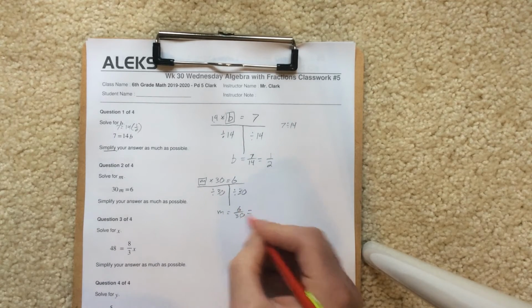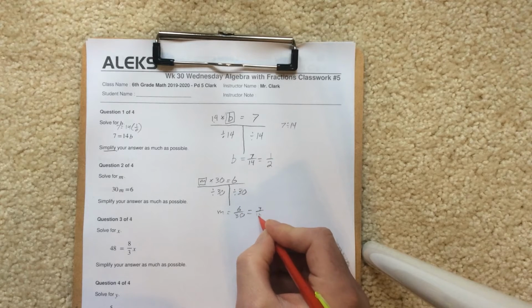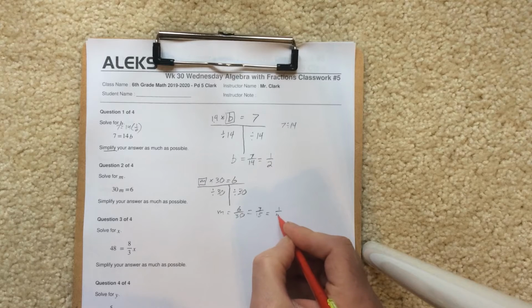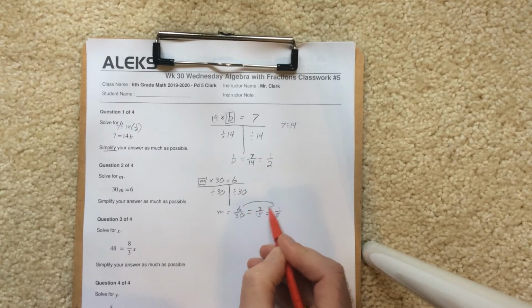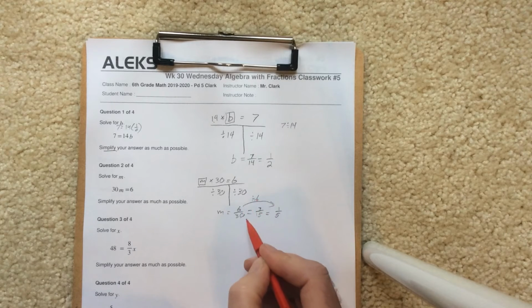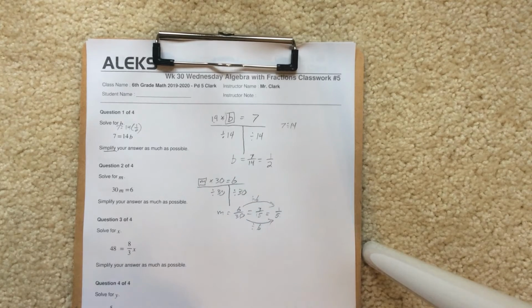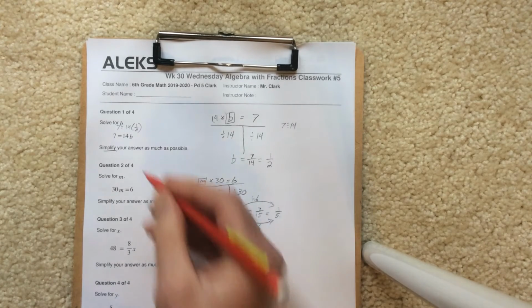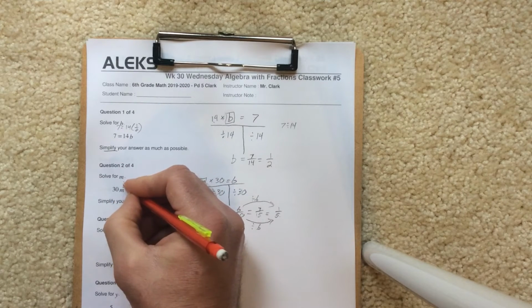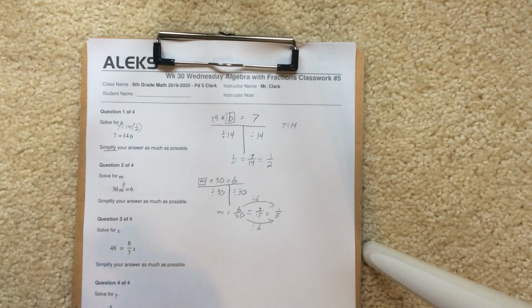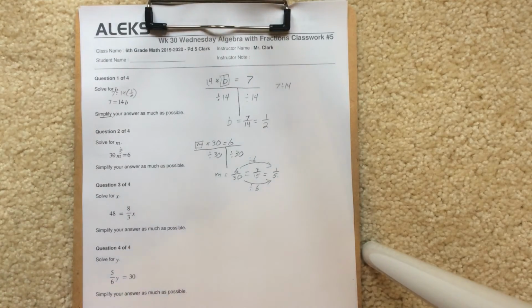I could divide them both by 2, which would give me 3/15. And I could divide them both by 3, which would give me 1/5. Or I could divide straight by 6. Using your greatest common factor gets you there faster. So m equals 1/5. If I plugged in 1/5 over here, 1/5 of 30 is about 6. That makes sense. All right, let's do this next one.